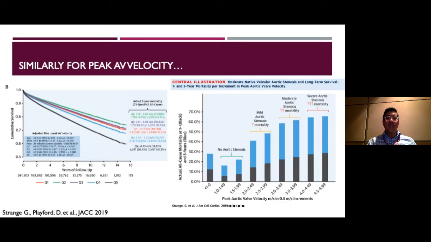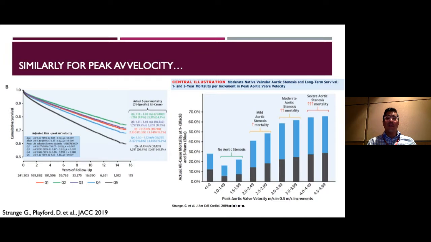If we examine peak aortic valve velocity, which could arguably have less intra- and inter-observer variability and less measurement error than valve area calculations, the results are similar, with peak velocity quintiles on the survival curve on the left, with significant widening of the survival curve once peak velocities were above 1.7 meters per second.